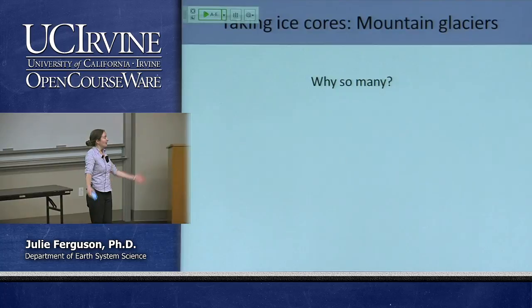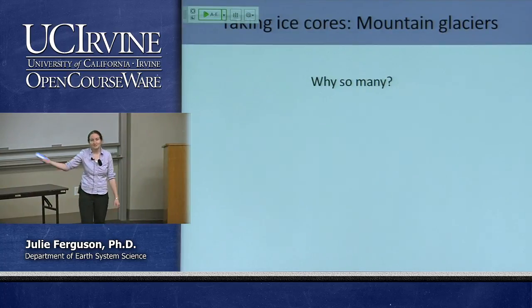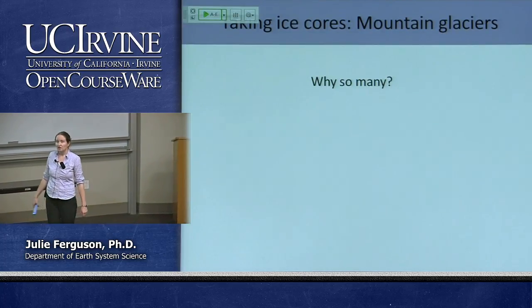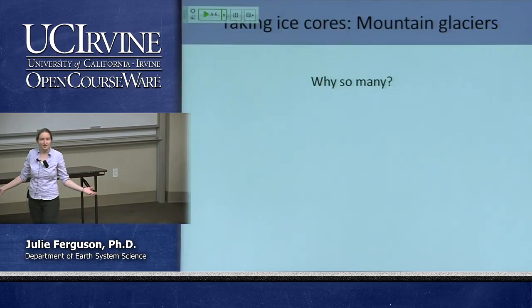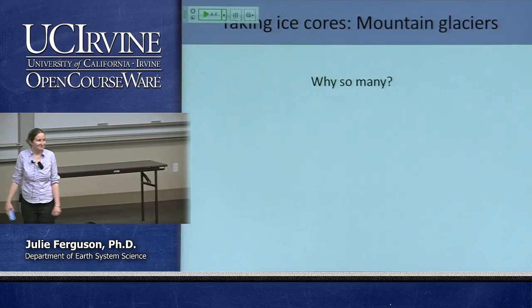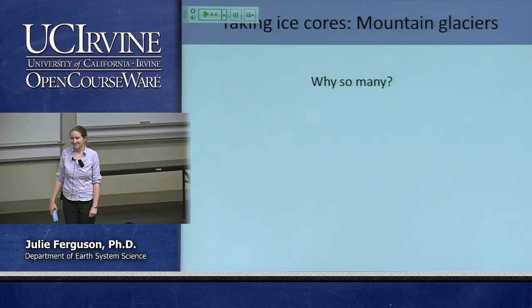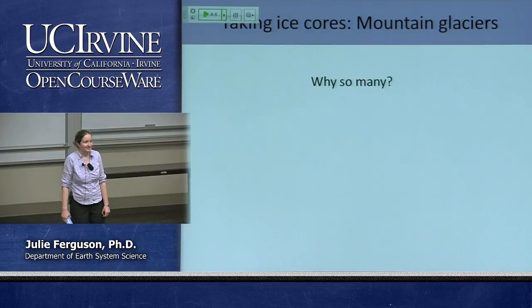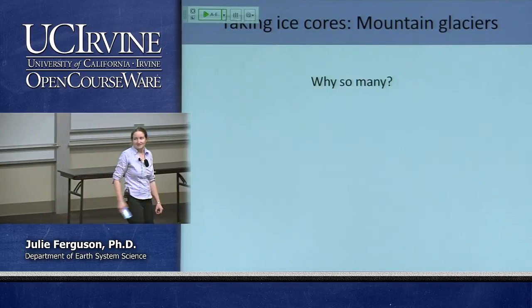So why do we want so many ice cores? Why can't we just take one from Antarctica and be done? Why do we want lots and lots of ice core records? Sorry?